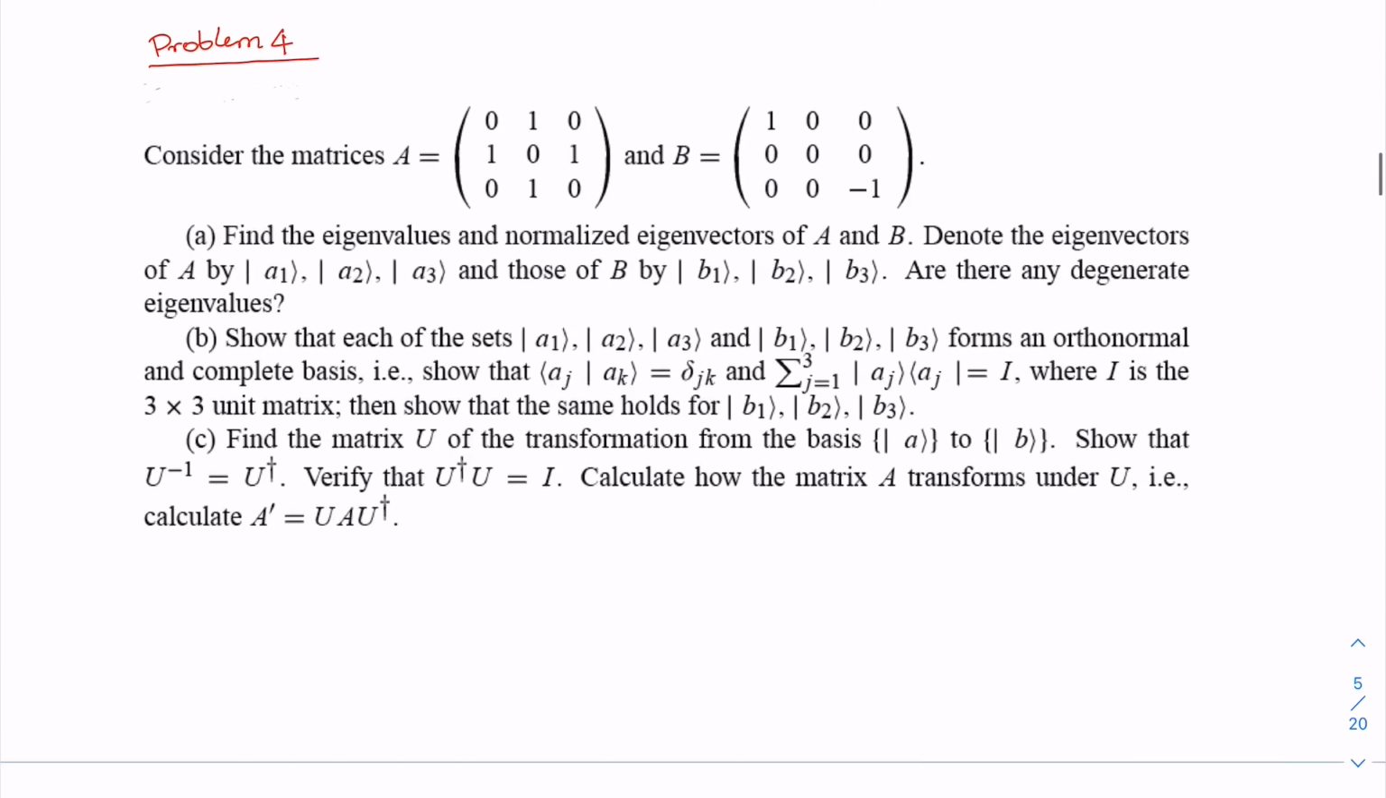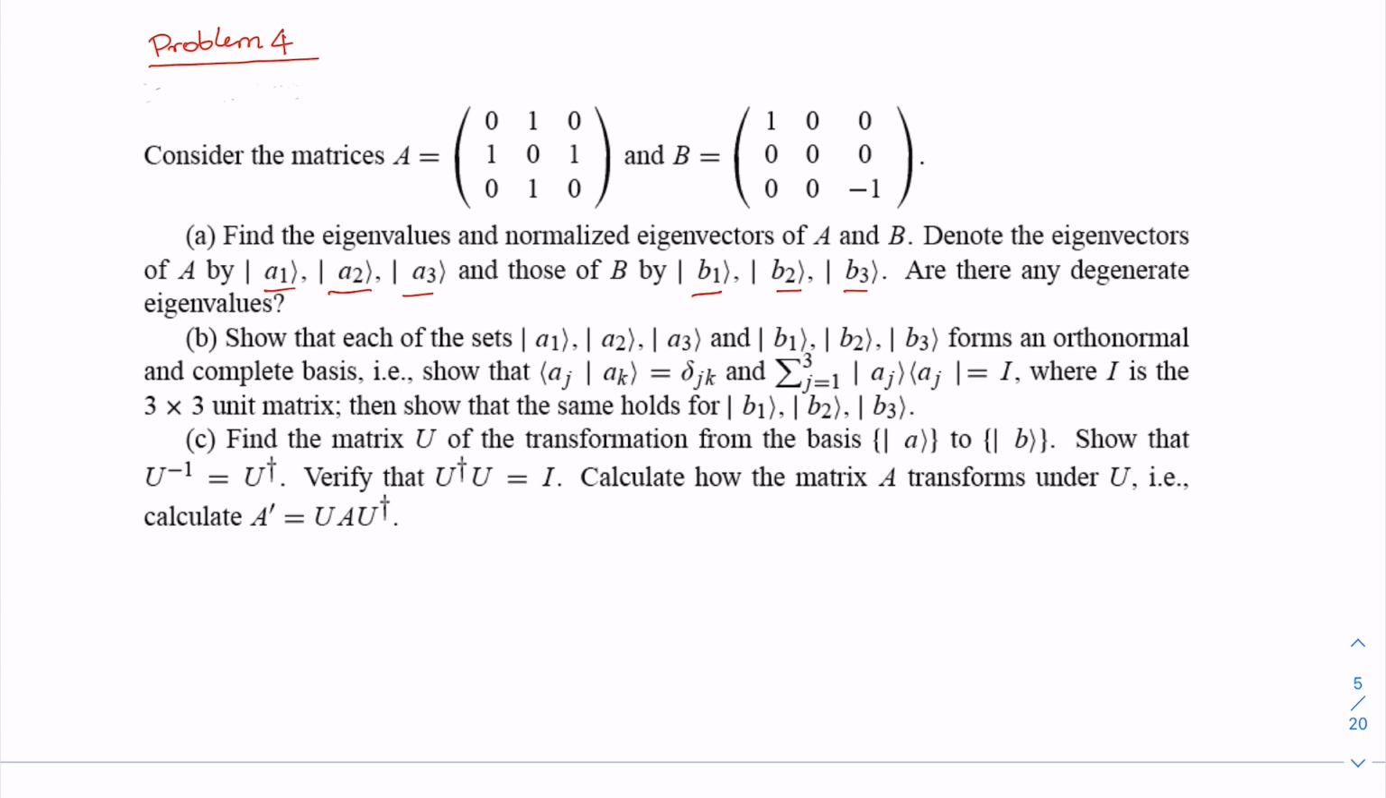Now let us work out this particular problem. You are given two matrices A and B, and in the first part of the problem it is asked to find the eigenvalues and normalized eigenvectors of A and B. Denote the eigenvectors of A by ket A1, ket A2, ket A3, and those of B by ket B1, ket B2, ket B3. Are there any degenerate eigenvalues?